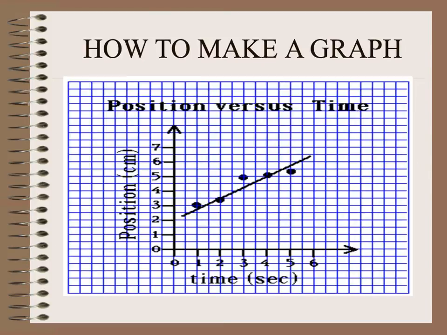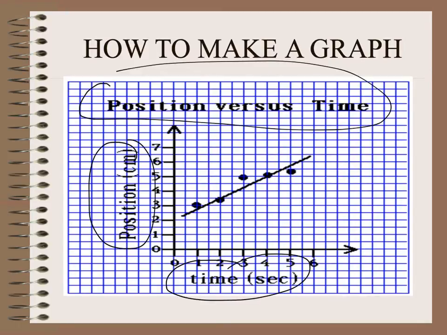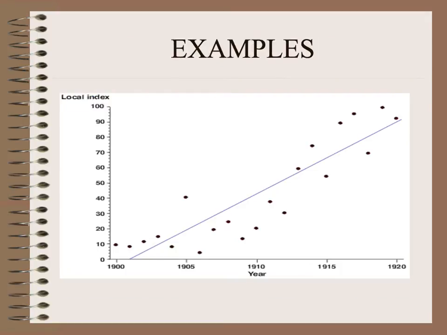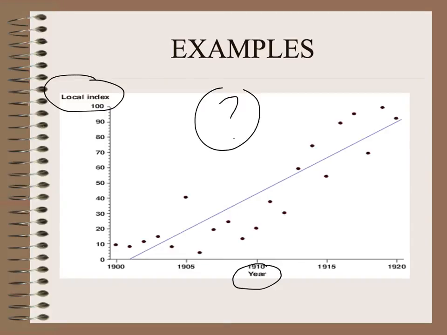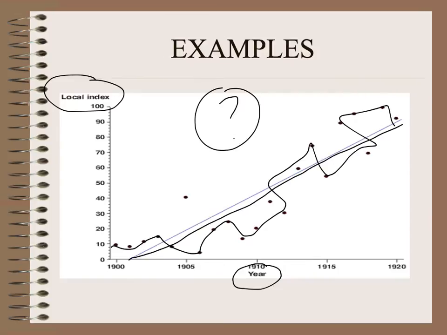Here's an example of a position versus time graph. Note to self, there is a title. Everything is labeled with proper units, and even though the data is a little scattered, we did draw in a line of best fit to kind of average out that information. Here's another example. It does have variables, but it's a little weak. There's no title at the top, but even though the data is scattered, we do have a line of best fit, and that's going to give us the average.